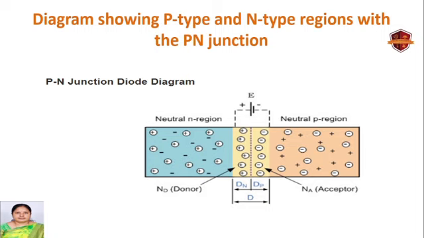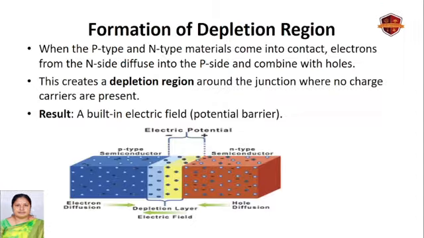Here on the left hand side we can see the N region. In the N region, the electrons are the majority charge carriers. On the right hand side, the P region, the holes are the majority charge carriers. When the external voltage is applied, due to the recombination in between the P and N region, a depletion region will be formed there. You can see the depletion region.